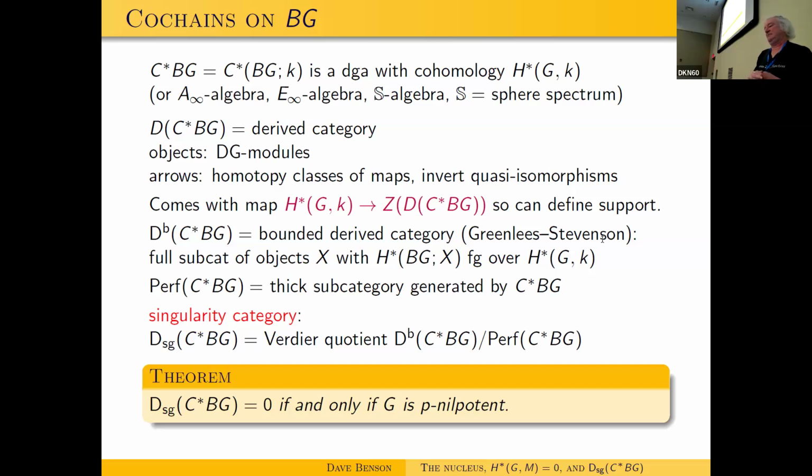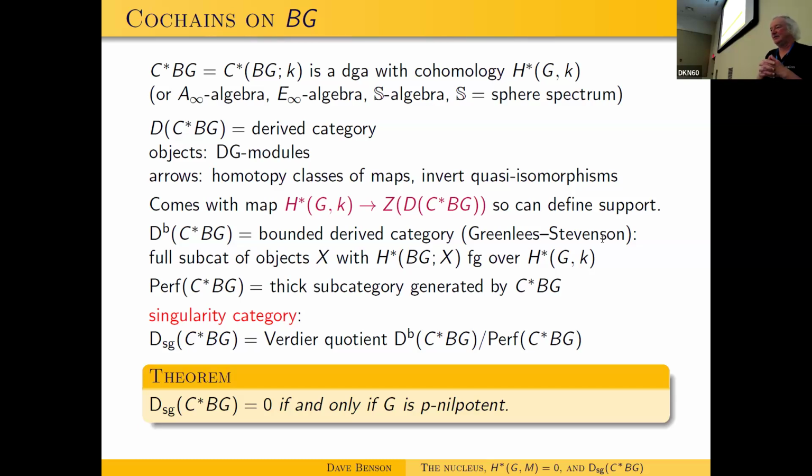So you may define support in this context and start to study it. Again, you're just looking at subvarieties of the spectrum of the cohomology ring of the group. So we're back in the situation we started with. But you need some sort of finiteness assumption in order to start talking about nuclei.